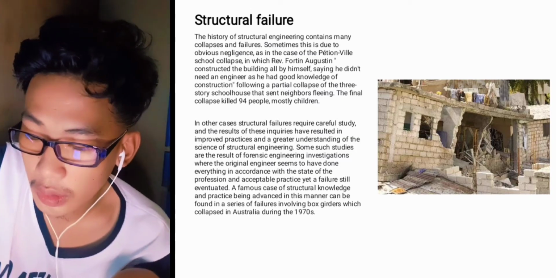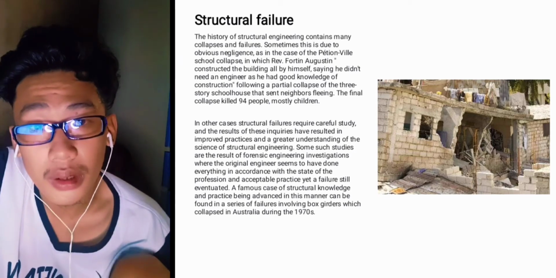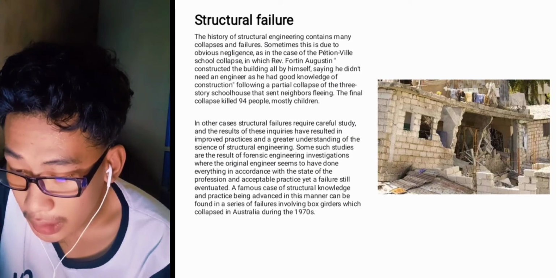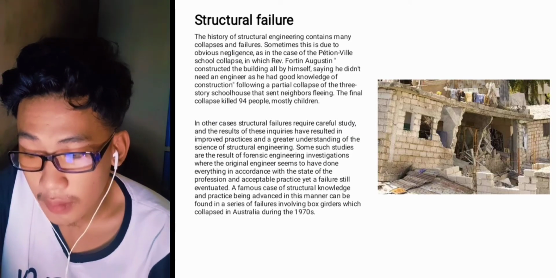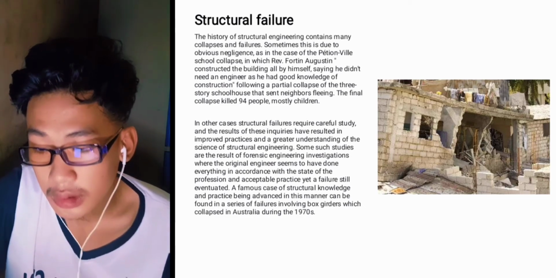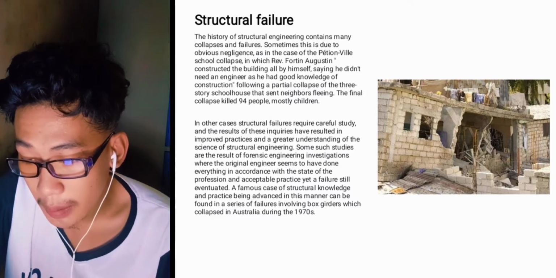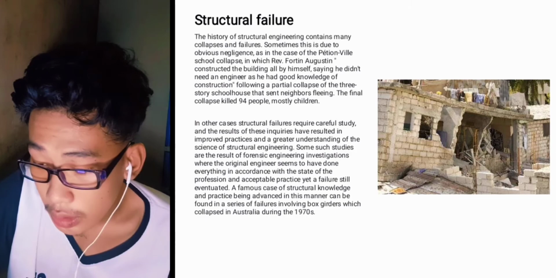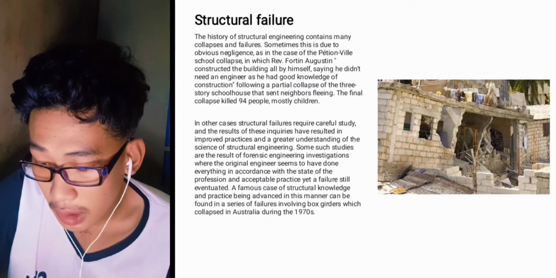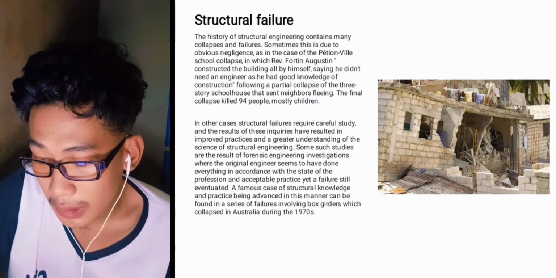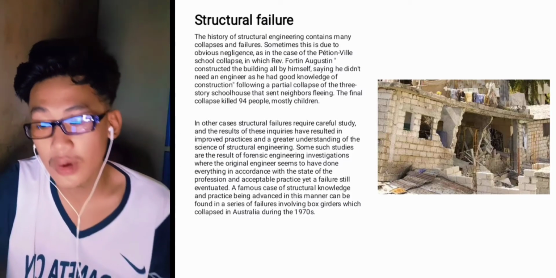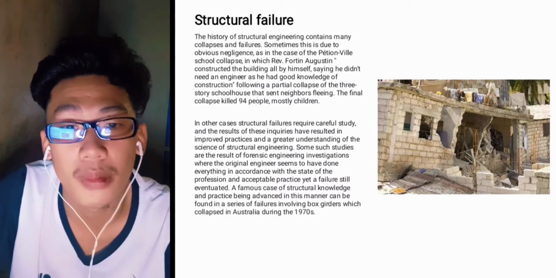Makasaysayan ng structural engineering daw ay naglalaman ng maraming mga pagbagsak at pagkabigo. Minsan ito ay dahil sa halatang kapabayaan, tulad ng kaso ng pagbagsak sa Pettitonville, kung saan si Rev. Augustine ay nagtayo ng gusali nang mag-isa, na nagsasabing hindi niya daw kailangan ng isang inhinyero dahil mayroon siyang mahusay na kaalaman sa konstruksyon. Kasunod ng bahagyang pagbagsak ng 3-palapag na schoolhouse na nagpatakas sa mga kapitbahay, ang muling pagbagsak ay pumatay ng 94 na katao, karamihan ay mga bata.